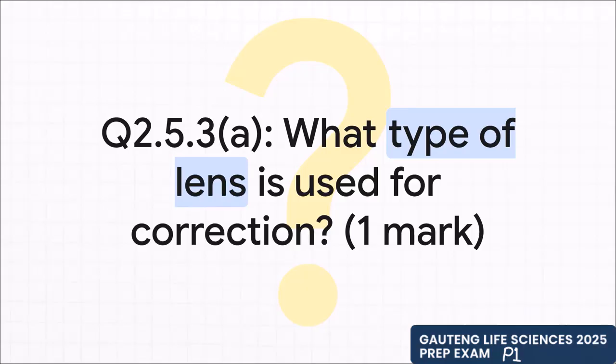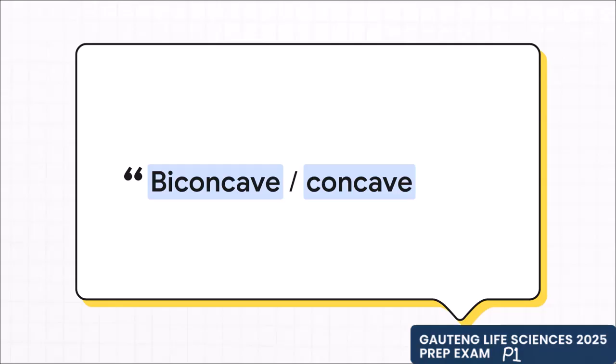Next, part A. For just 1 mark, they want you to describe the type of lens used to correct short-sightedness. This is a nice, easy 1-marker, basically just a vocabulary check. And the answer is biconcave, or even just concave is enough to get you that mark. It has to be that specific biological term.